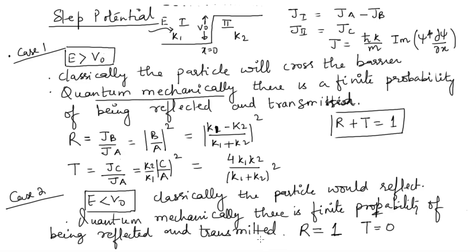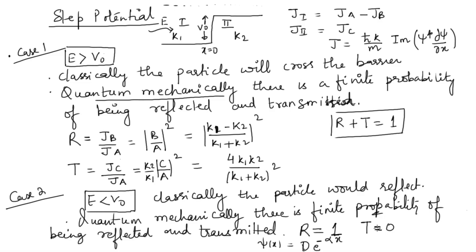But I told you that in region 2, my wave function was decaying. I had some coefficient e to power minus alpha x. So when I calculate the probability, there is a finite probability of tunneling. Okay, but we got T is equal to 0.